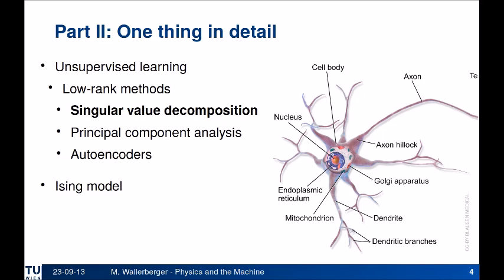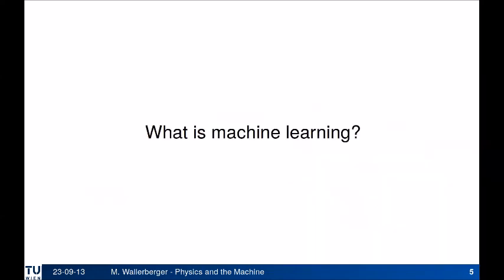We're going to do unsupervised learning, low-rank methods, and in particular, this thing called singular value decomposition, and try to understand how it works, because it's a very powerful technique, also very understandable to us physicists, that can be used in a variety of settings. And it lies at the core of many machine learning techniques. And then we're going to look at the Ising model and see what we can learn by applying that. So that's the plan, 2 parts.